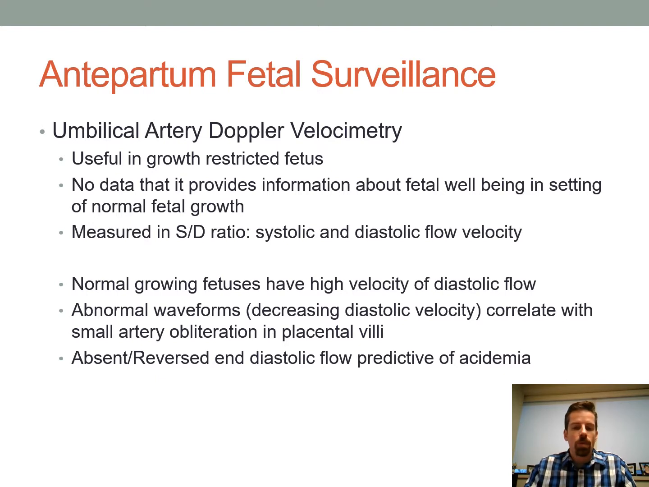So abnormal waveforms, decreasing velocity in diastole correlates with loss of functioning small arteries and capillaries in the placental villi. It progresses from reduced diastolic flow to absent and then reversed. If diastolic flow is absent or reversed, that's highly predictive of acidemia in a growth-restricted fetus.